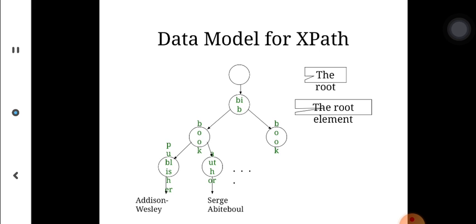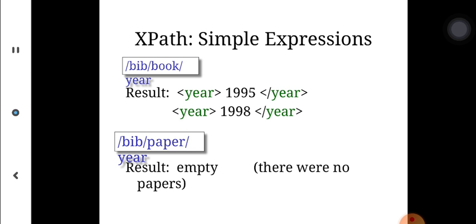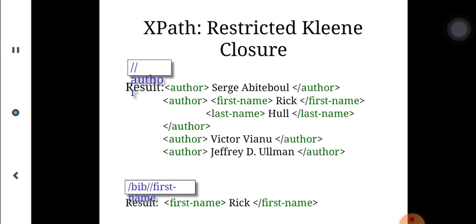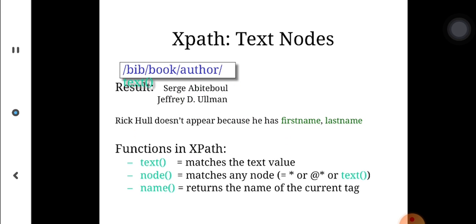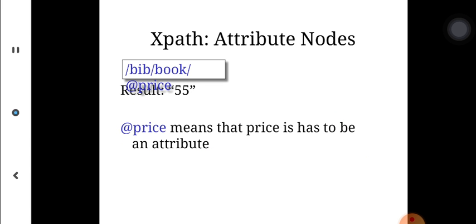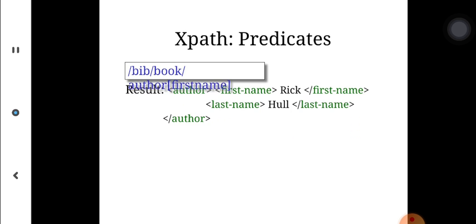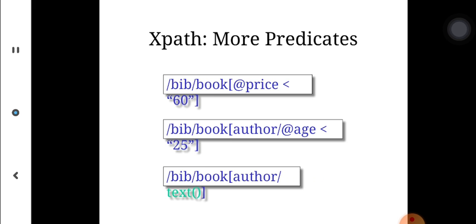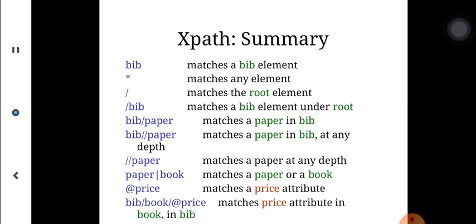So the data model for XPath is like this. You can take a look at XPath in detail. XPath has some expressions, so I can ask those expressions and find it easily. XPath has restricted Kleene closure, that's something we have. XPath has text nodes, and we can use XPath text nodes to do that. We can use wildcards also, and these are attribute nodes. We can use XPath to search in an XML file. These are more predicates of XPath, and I'll just skip some of them. XPath summary. So that's all for the XML discussions, and I hope you really enjoyed it.